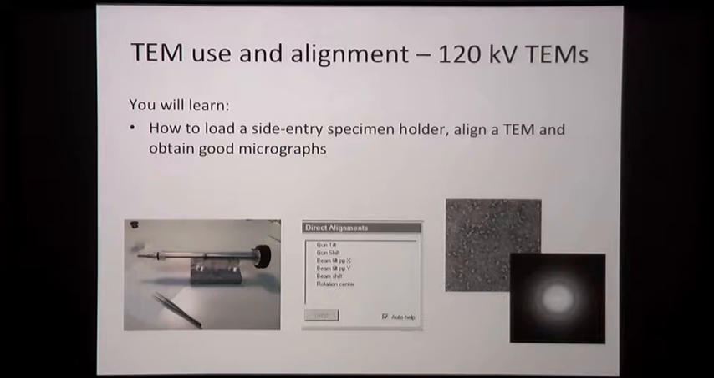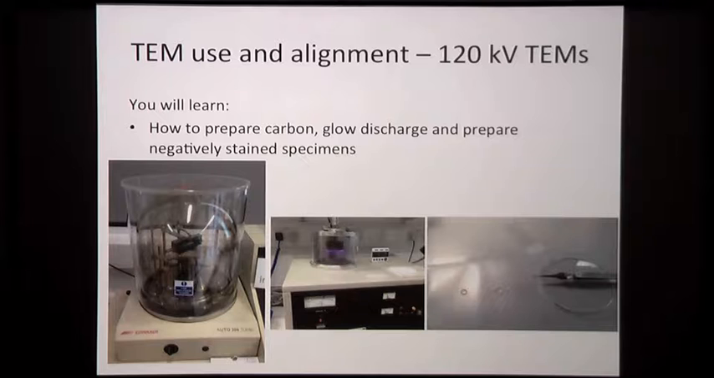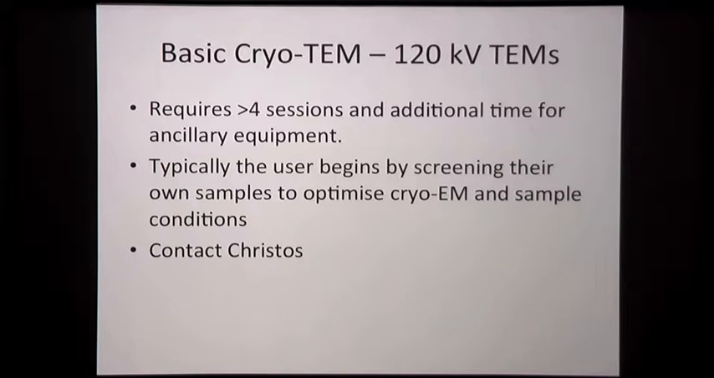So if required, and if you need to, I can also show you how to use a carbon coater to evaporate thin films of carbon, how to then prepare negative stain grids, glow discharge, and so on. Once you've got the general basic TEM usage down, we can then move into the cryo part. This can take a little bit longer.